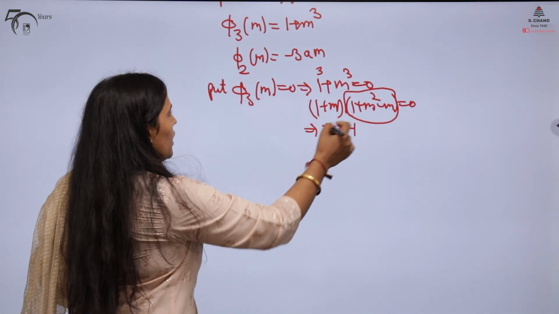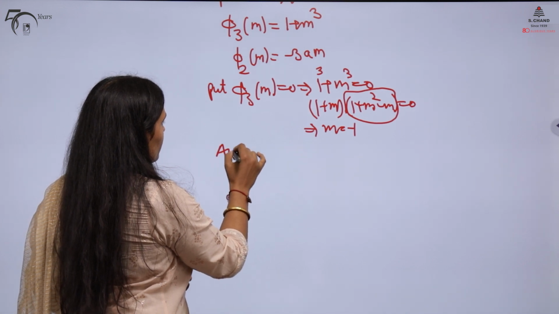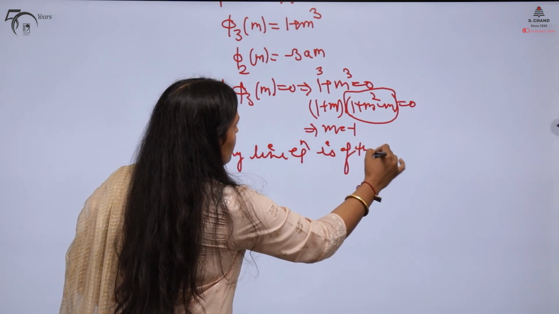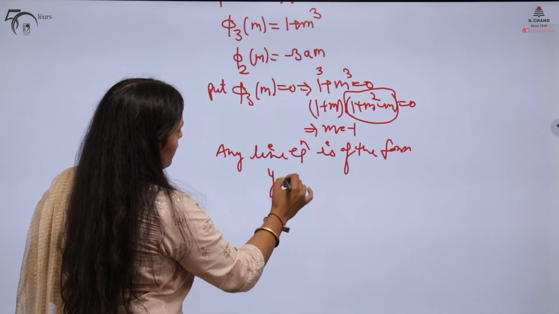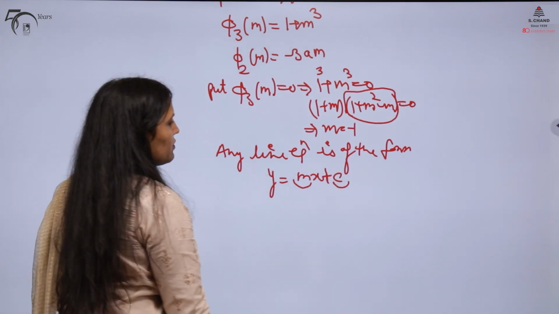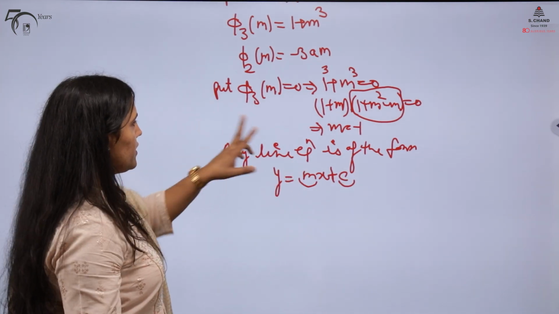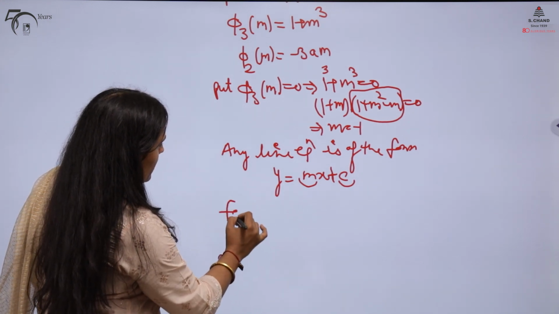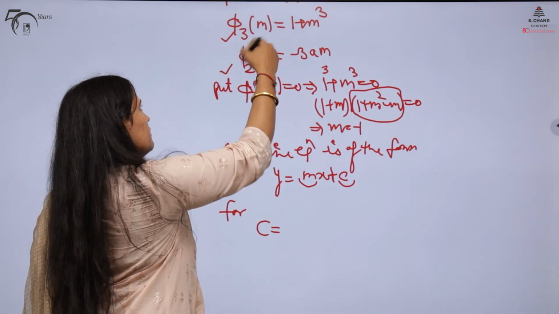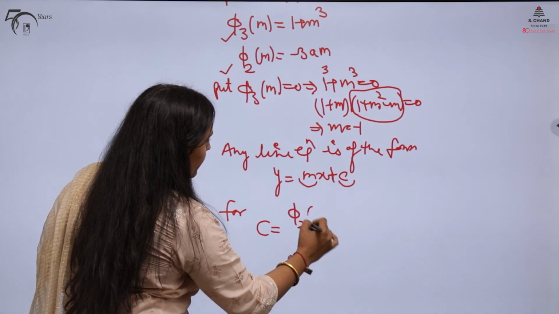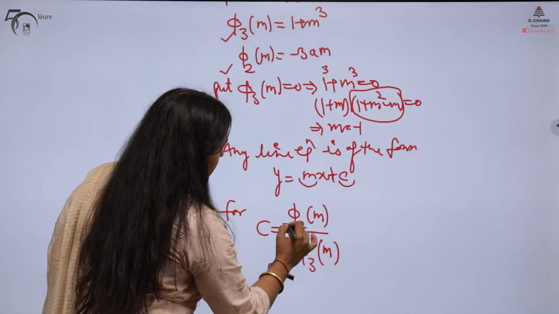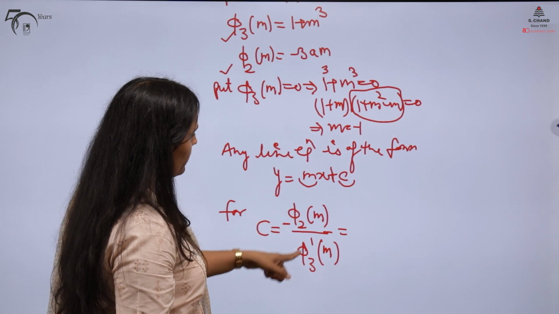Now, any line equation is of the form y is equal to mx plus c. So m we know is minus 1, and c we just have to calculate. How do you find c? There is a particular formula. This is the highest power, this is the next lower power. So phi 2 m and the derivative of the highest power: c is equal to negative phi 2 m upon phi 3 dash m.